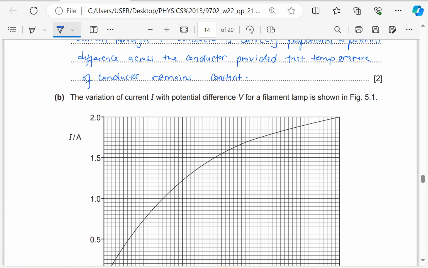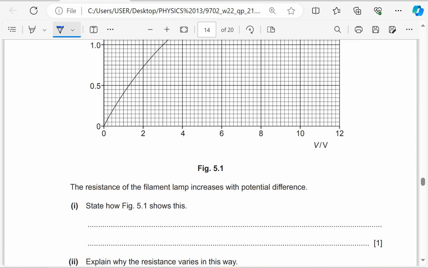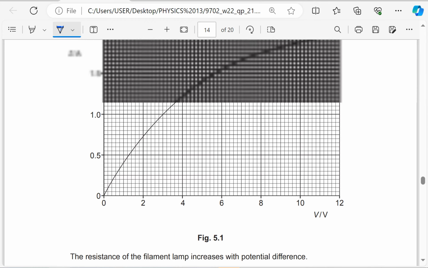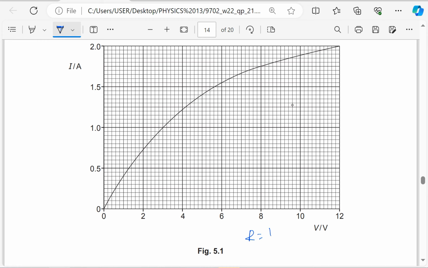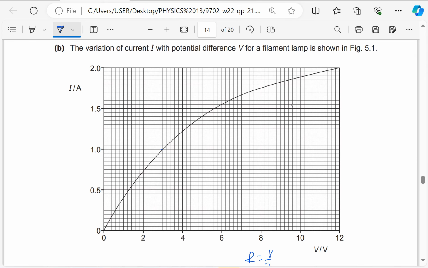The variation of current I with potential difference V for a filament lamp is shown in the figure. So this is I against V for a filament lamp. The resistance of the filament lamp increases with the potential difference. State how the figure shows this. Of course, we know that resistance for a filament lamp is going to be V over I. Let's check if V over I is increasing. Let me check a few simpler values. Let me check this one.